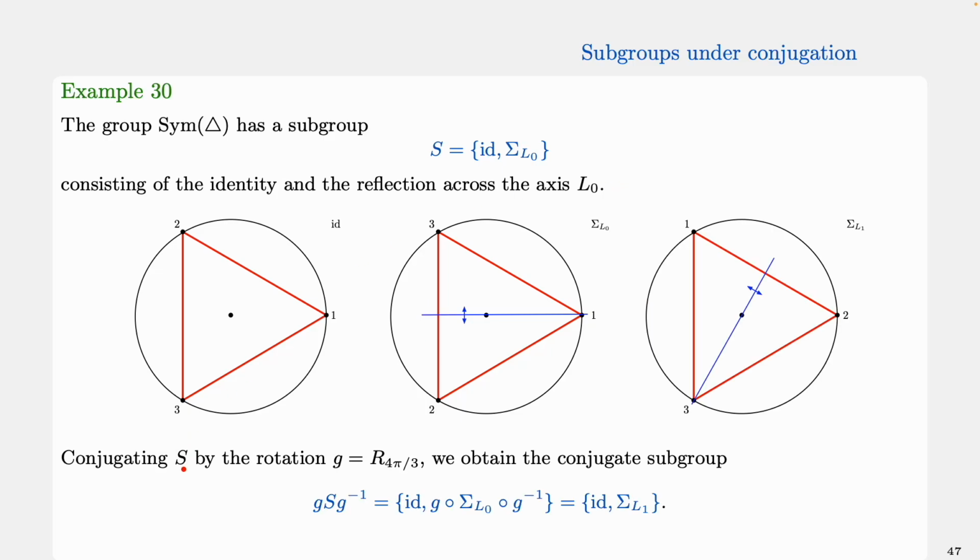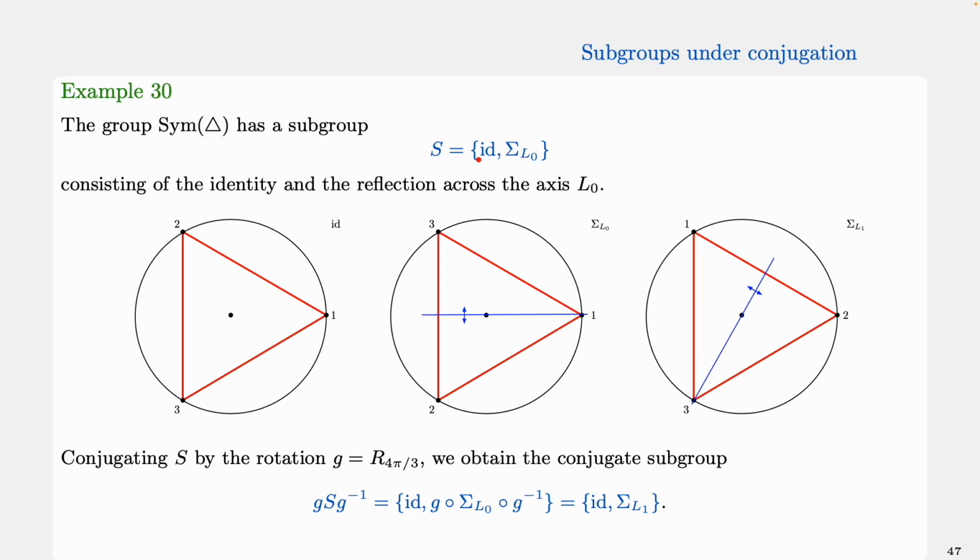And now let's look at the conjugate of this subgroup. Namely, we conjugate S by the rotation G, which is the 2/3 rotation, so 4 pi divided by 3 rotation. What we get is G S G inverse, which is again a subgroup with two elements, the identity of course, and then we have G composed with the reflection sigma L0 composed with G inverse, and you can check that this is indeed the reflection across the axis L1, which is this one here.